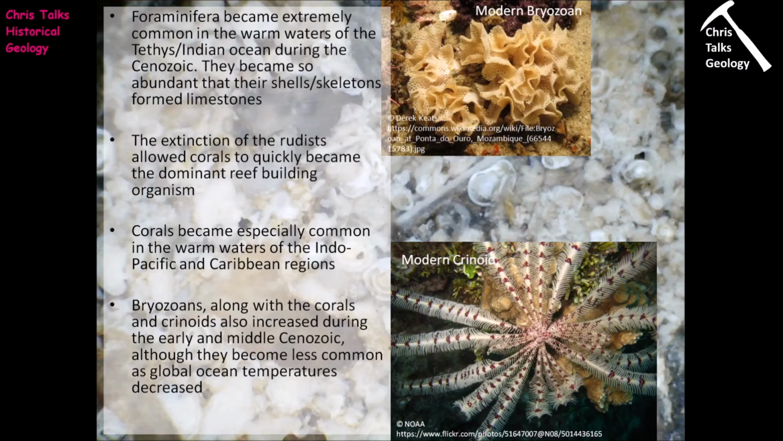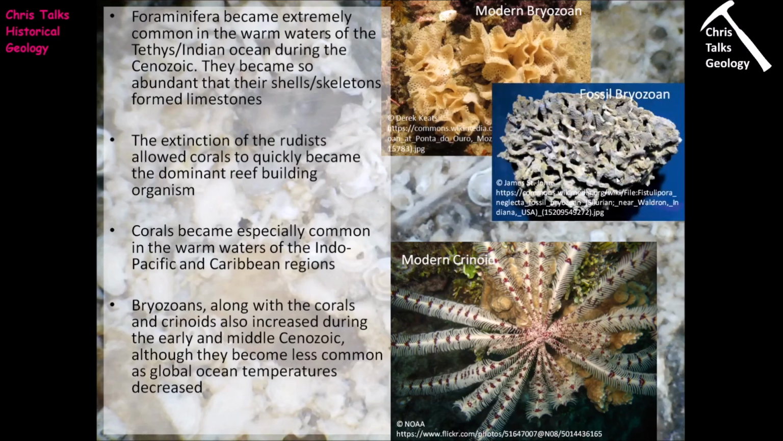Now, along with the corals, we also see bryozoans and crinoids increasing during the early to middle Cenozoic. So they are also important reef building organisms during the first half of the Cenozoic. Now, just to give you some idea, by the way, we have a picture of a modern bryozoan up here. So they're filter feeding organisms. So what happens is the water passes through these sieve-like structures and small food particles are removed and consumed. And here's an example of a fossilized Cenozoic bryozoan just for comparison there.